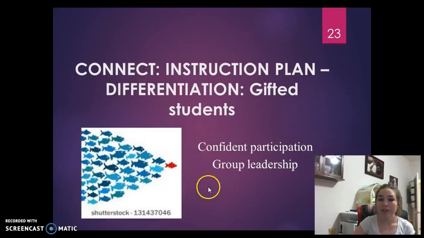For our gifted students, it is our hope that through their confident participation and their group leadership, they should be able to help all the other students as well as stay on task.